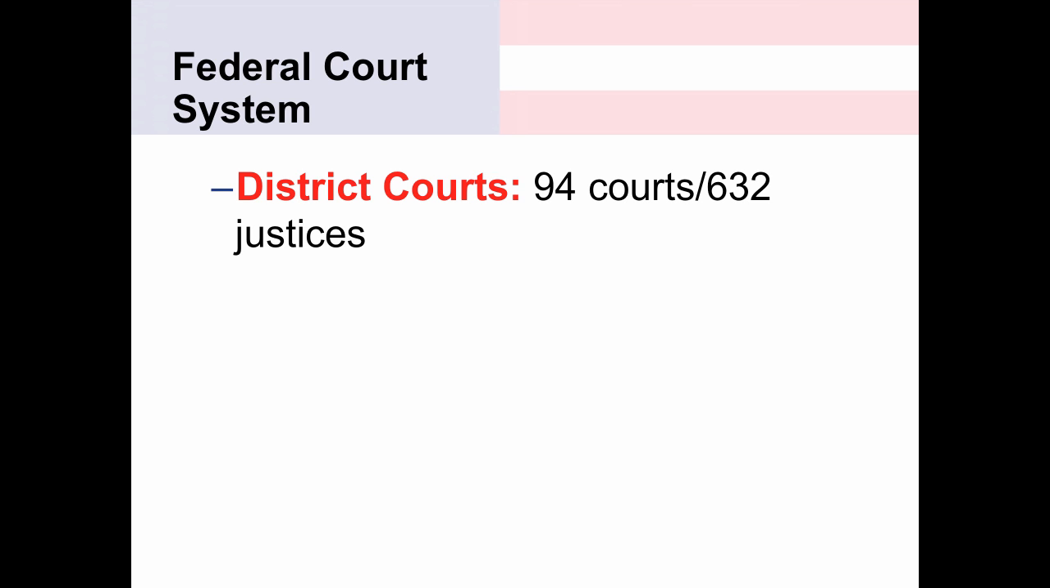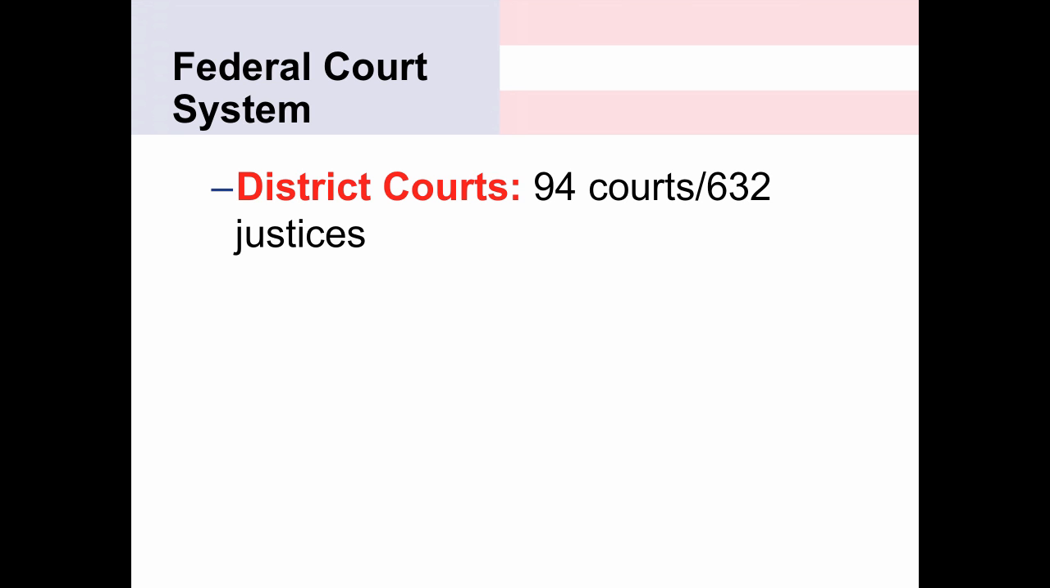So let's walk through from the bottom to the top the different courts, what jurisdictions they have, what authority they have, in other words, and the background on this, and then we'll stop at the Supreme Court and talk about Supreme Court decision-making specifically. So at the lowest level are district courts.